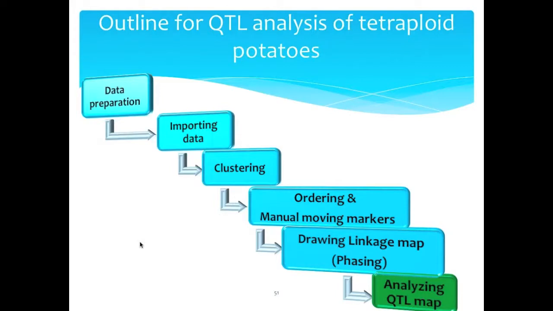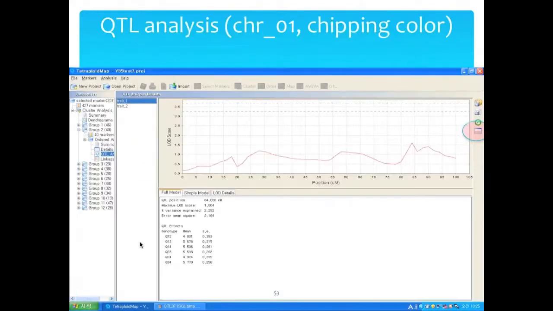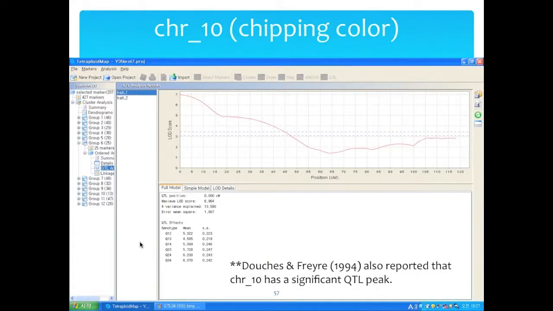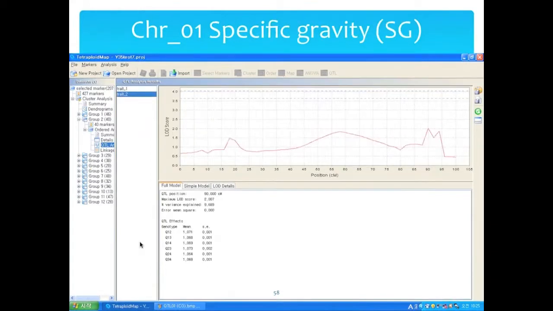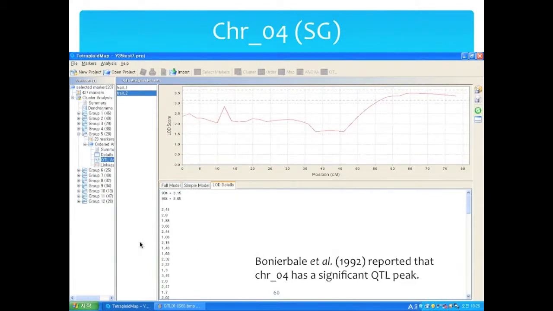And now I wanted to briefly talk about the last step, QTL analysis. Compared to the other steps, QTL mapping was relatively easy. So if you read the manual, you can easily follow it. And the results are as follows. When I focused on the chipping color, I found some significant peaks on chromosomes 7, 2, and 10. Interestingly, the results for chromosomes 2 and 10 were similar to the papers written by Dr. Douches and Freyre. And when I focused on specific gravity, I found significant peaks at chromosomes 4 and 5. And the results for chromosomes 4 and 5 were similar to the paper written by Bonierbale et al.